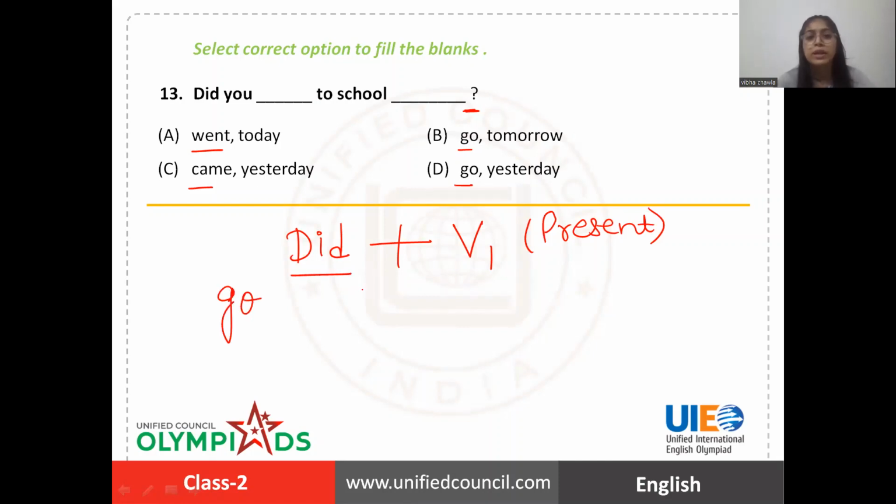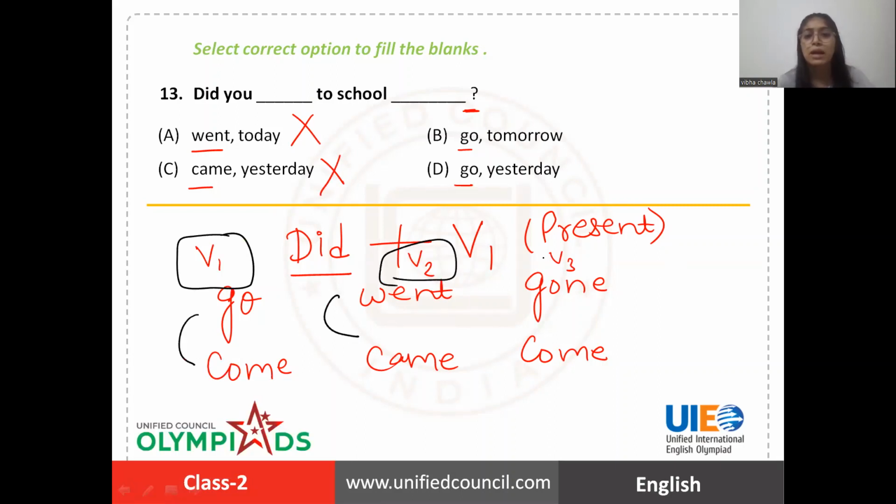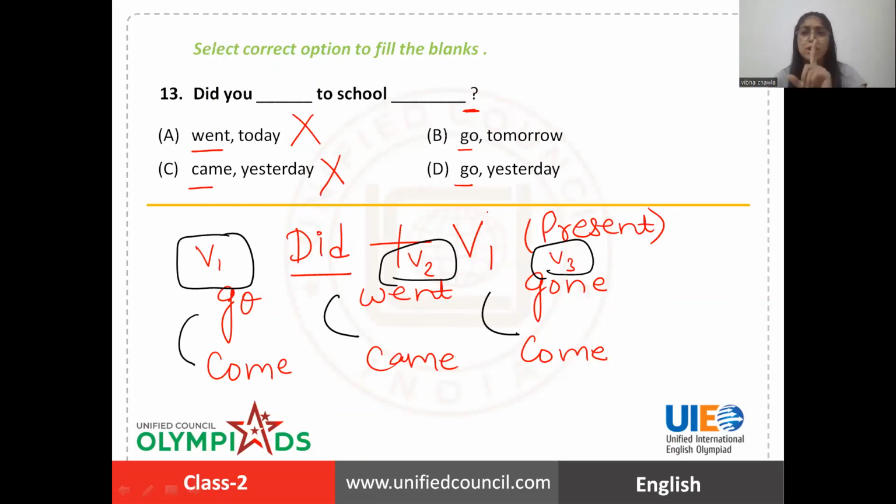If I talk about went, went is the past form of go, so it is incorrect. If I talk about came, came is the past form of come. That's why this option is also incorrect. This is V1, this is V2, and this is V3. V1 are go and come, V2 are went and came, and V3 are gone and come of the respective verbs. Now, go is given in both options, option B as well as option D. Now, only one of them is correct.